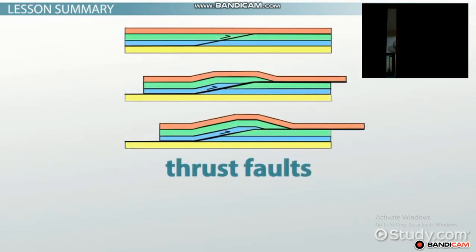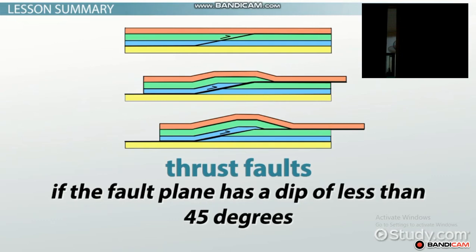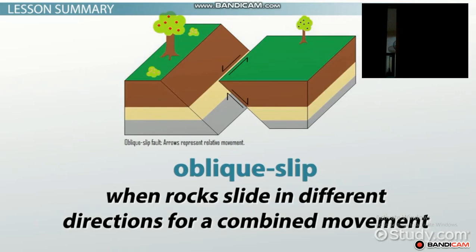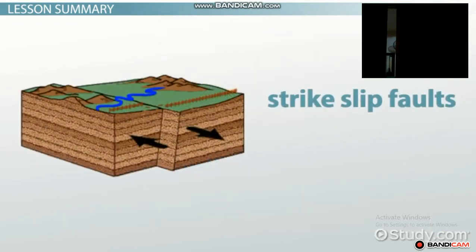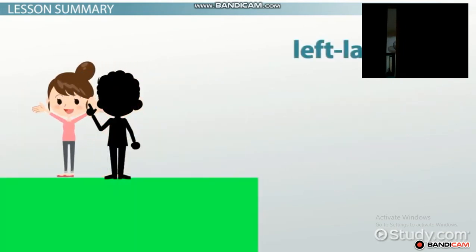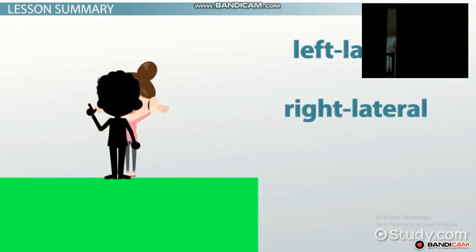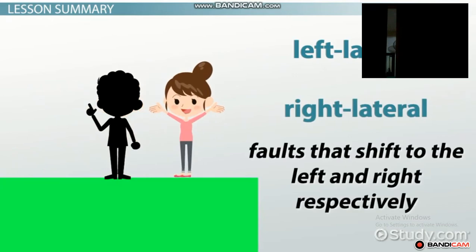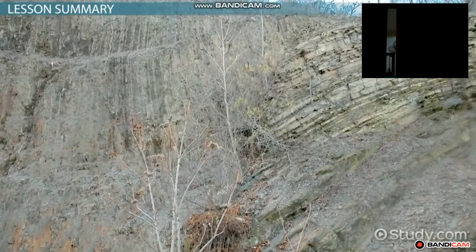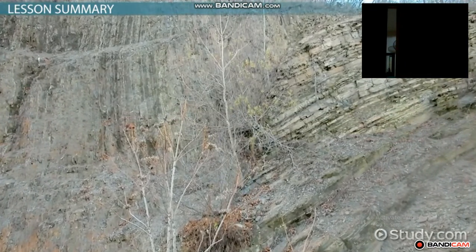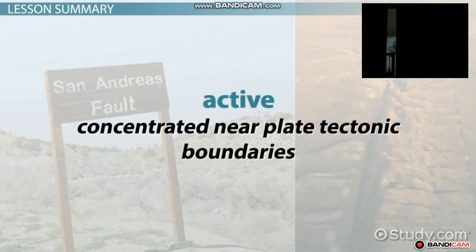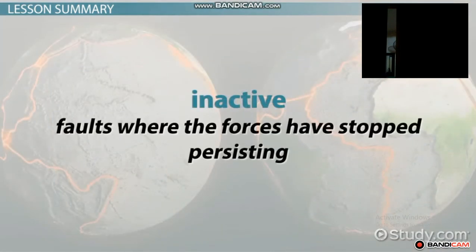There are also thrust faults, which exist if the fault plane has a dip of less than 45 degrees, and oblique slip faults, which happen when rocks slide in different directions for a combined movement. Finally, there are strike slip faults, which are faults that move sideways along a plane and are divided into two categories, left lateral and right lateral, which are faults that shift to the left and right respectively. Sliding of rocks may be up, down, sideways, or at other angles on the fault plane, depending on whether and how rocks are being stretched or compressed. Active faults are concentrated near plate tectonic boundaries, while inactive faults are faults where the forces have stopped persisting.